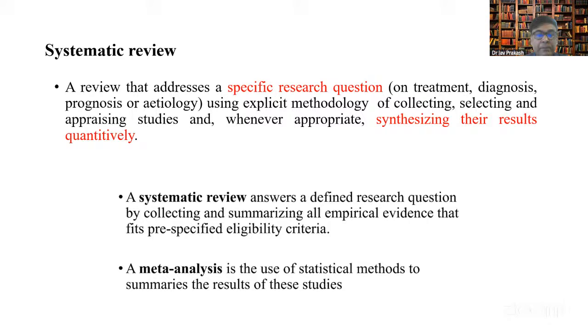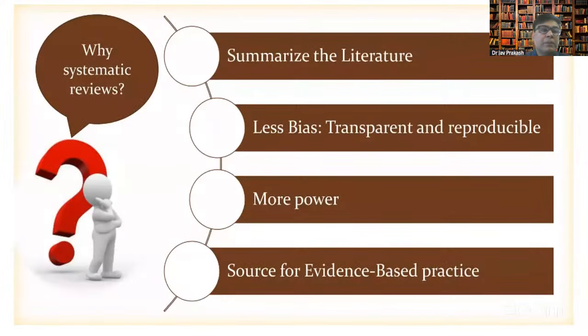If you see, in a meta-analysis we are basically using a statistical method to summarize and synthesize the results of all the included studies. Now, why do we have to take a systematic review rather than a literature review or narrative review? By including many studies, you first summarize the literature. Finally, you will find that this has less bias and is transparent and reproducible.